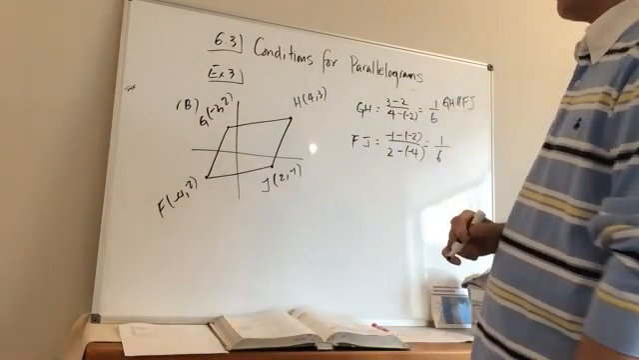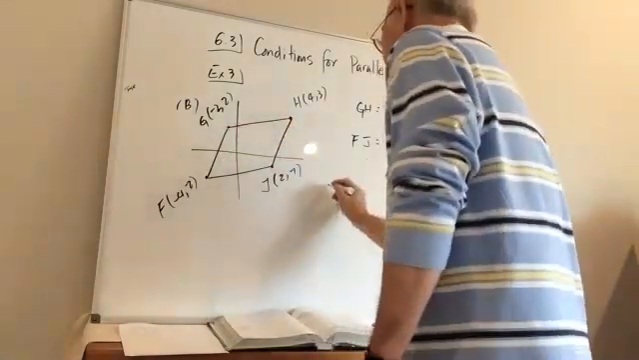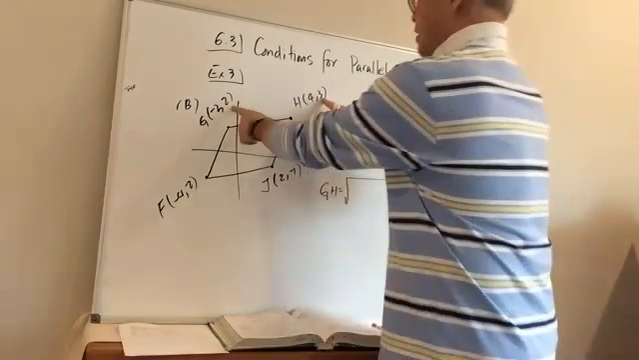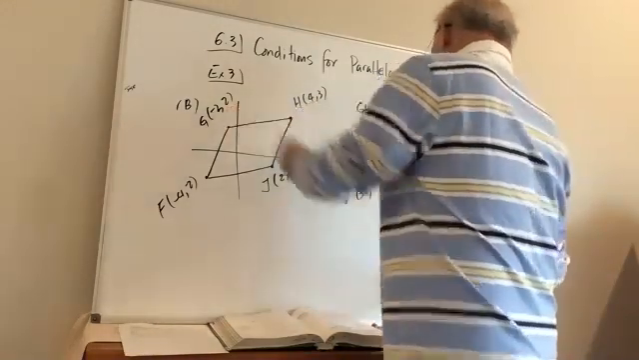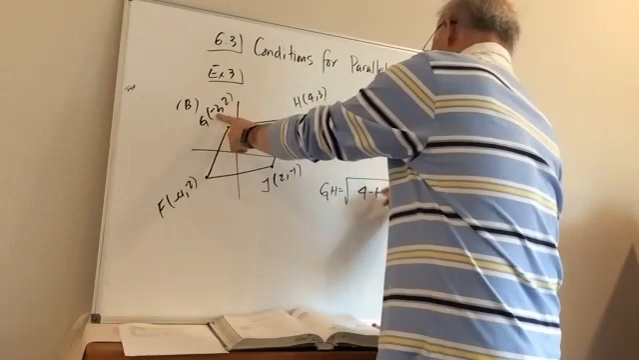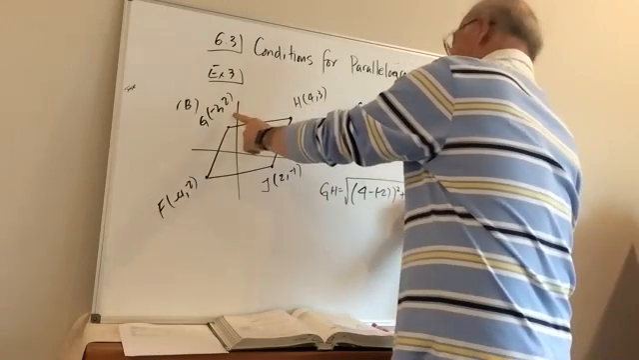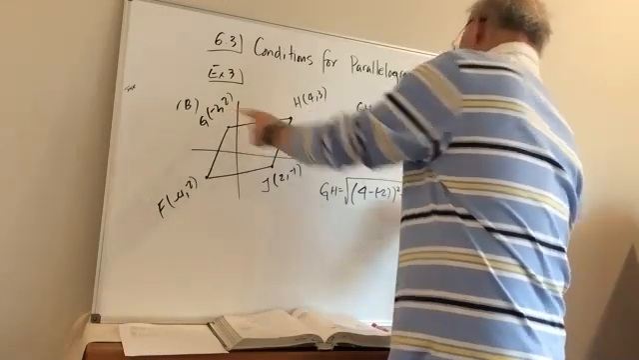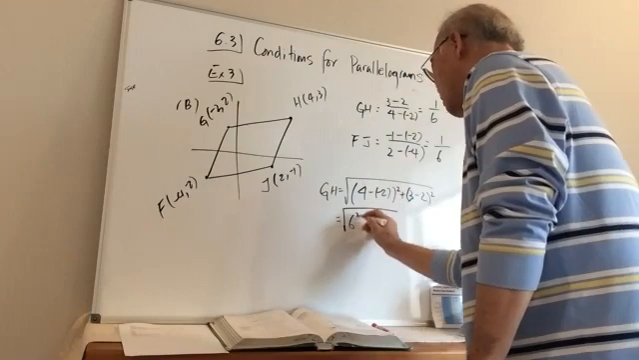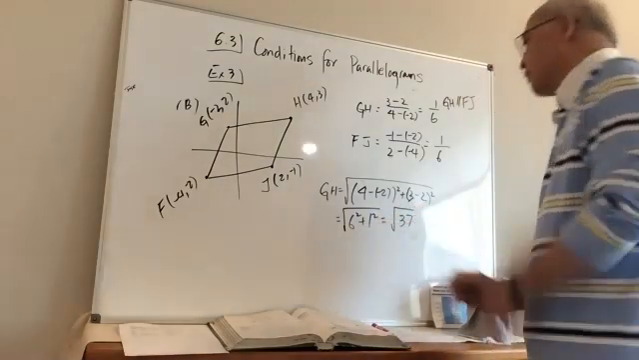Now let's compare the lengths. We have to do the distance formula from here to here. So GH is going to be equal to the square root of X2 minus X1, squared, plus Y2 minus Y1, squared. You learned X2 minus X1, so let's do it that way. If I do that, I get the square root of 6 squared plus 1 squared, square root of 37.